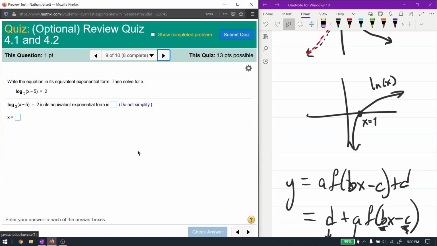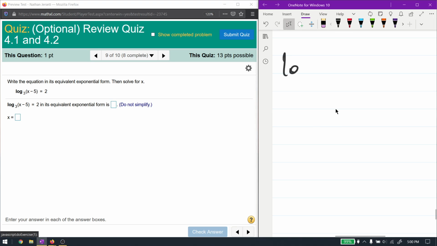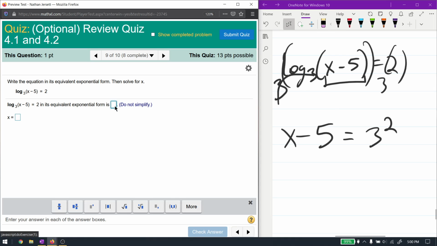Okay, moving on, we have: write the equation in equivalent exponential form. It's logarithmic, so we're going to write an exponential, and then we're going to solve it. The first step is to take the log base 3 and get rid of that. We do that by taking the base 3 of both sides in a power. So it's 3 to the power of this and 3 to the power of 2. That cancels the log and leaves us with just the inside, x minus 5. And then we have 3 to the power of 2 on the right-hand side. So this is now equivalent exponential form. That's the first part: x minus 5 equals 3 to the power of 2.